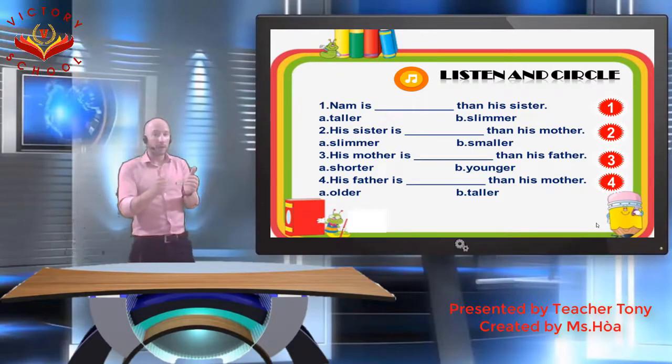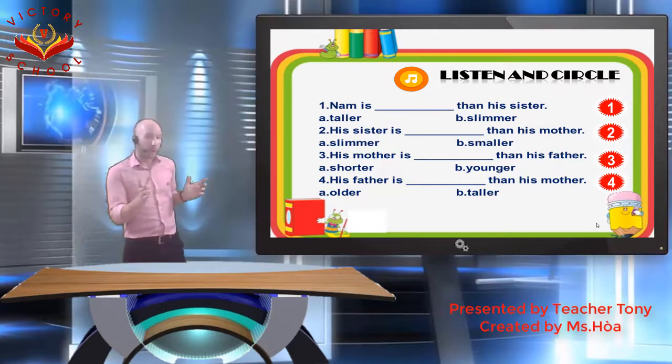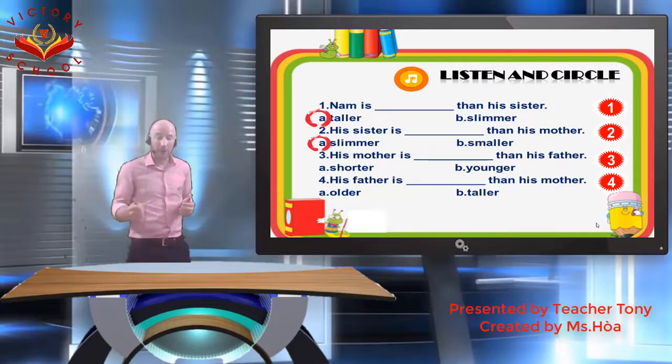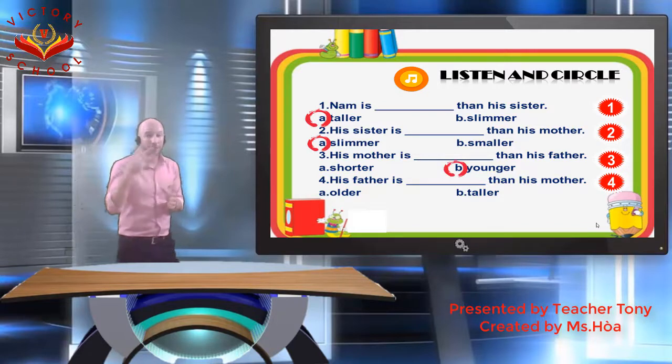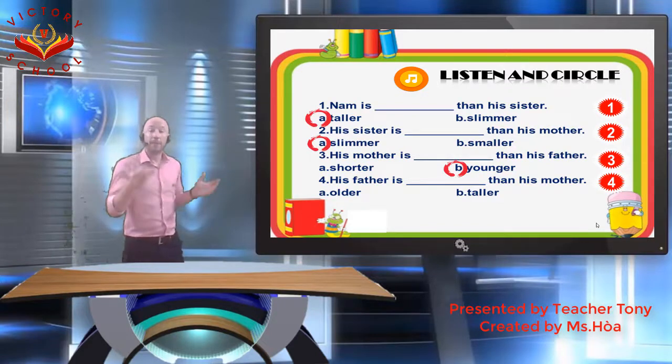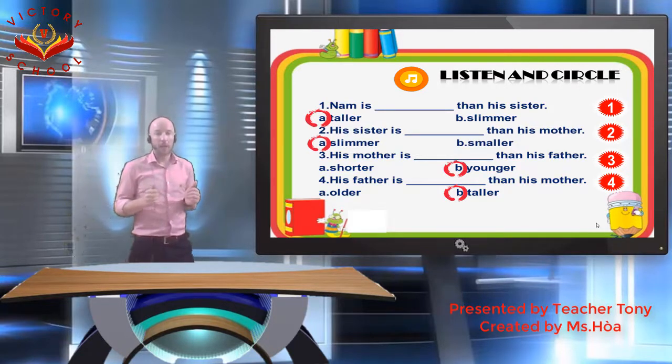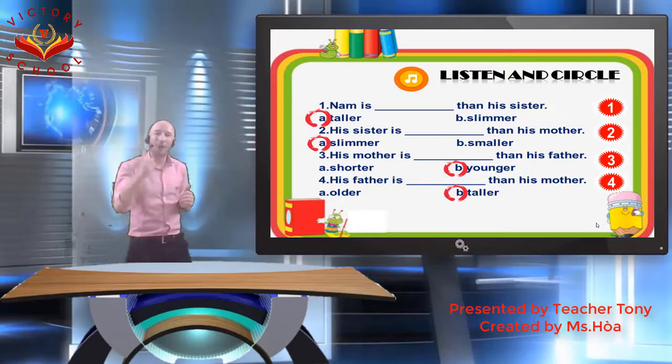Okay, well done. So let's have the answers. So number 1, Nam is taller than his sister. Well done if you got it correct. Number 2. His sister is slimmer than his mother. Well done. Number 3. His mother is younger than his father. Well done. And number 4, last one. His father is taller than his mother. Okay? Well done if you got them all correct.